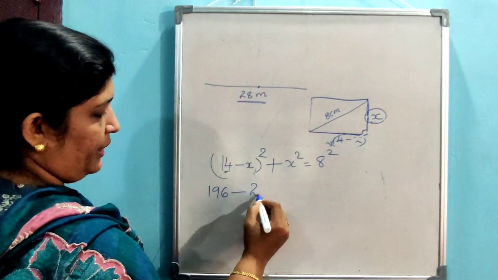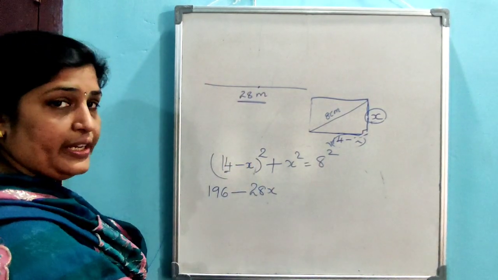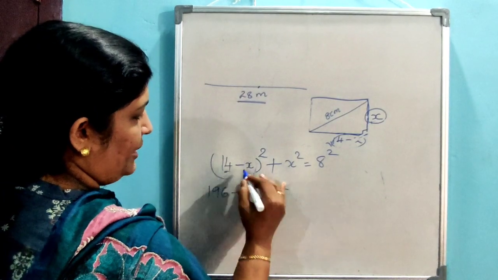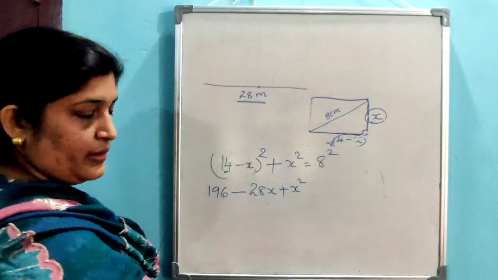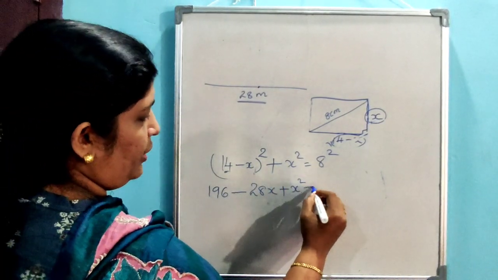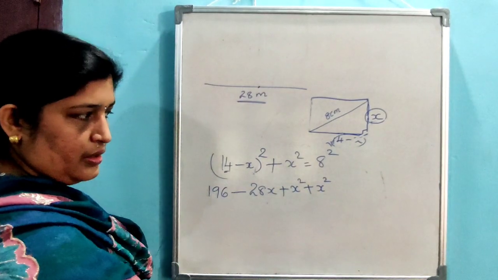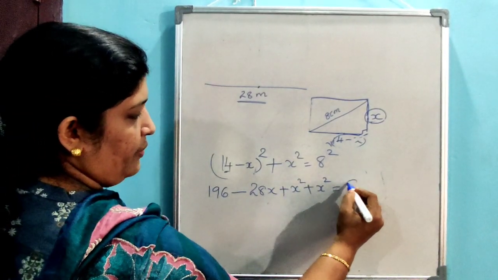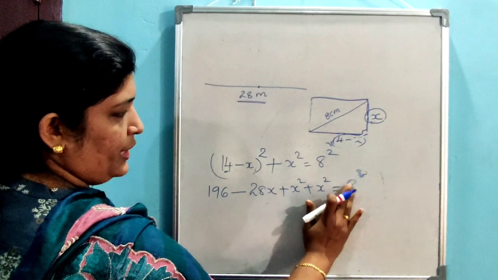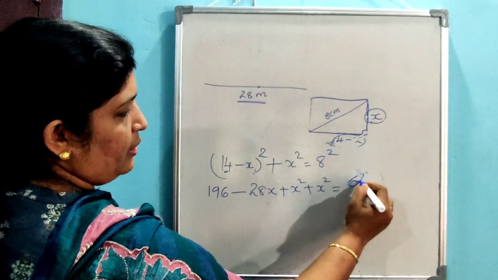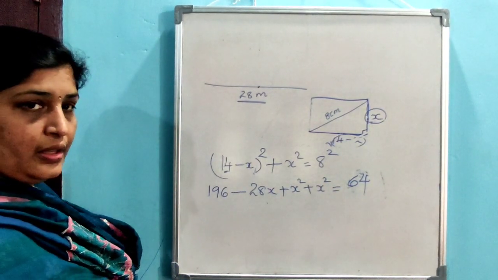2 into 14 into x is equal to 28x. Then plus x square. Here we have one more x square, which is equal to 8 square. And what is 8 square? Yes, 8 square is equal to 64.